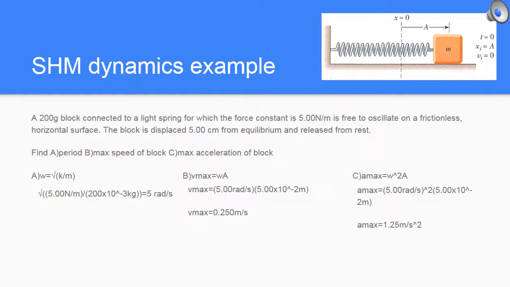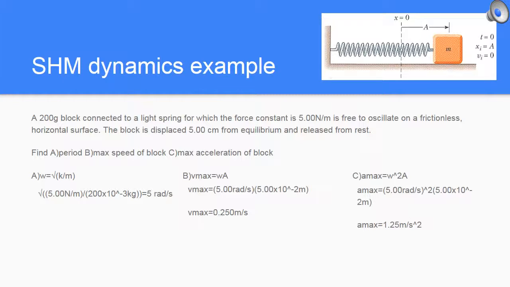So, for the simple harmonic motion dynamics example, we have a 200-gram block connected to a light spring for which the force constant is 5 newtons per meter, and it's free to oscillate on a frictionless horizontal surface. The block is displaced 5 centimeters from equilibrium and is released from rest. Given is that the mass equals 0.2 kilograms, that the spring constant is 5 newtons per meter, and the displacement is 0.05 meters.